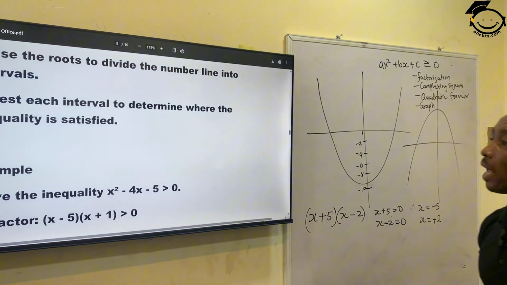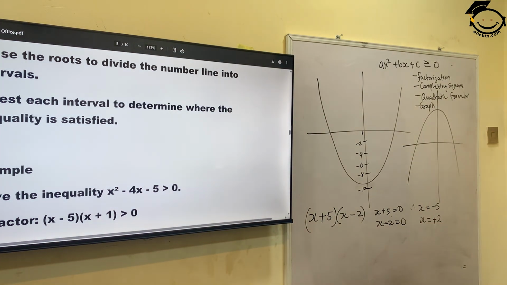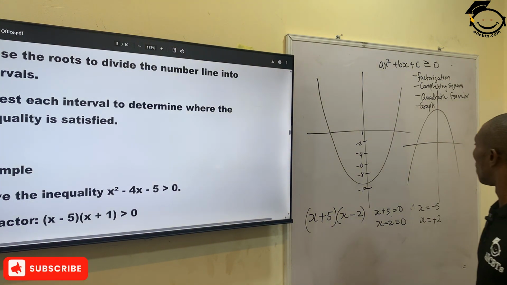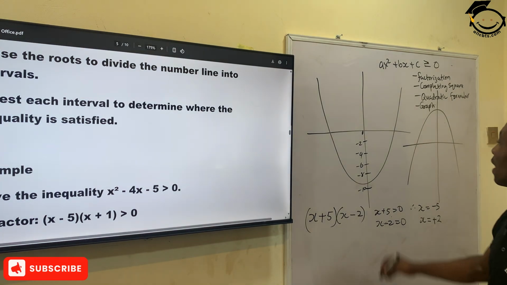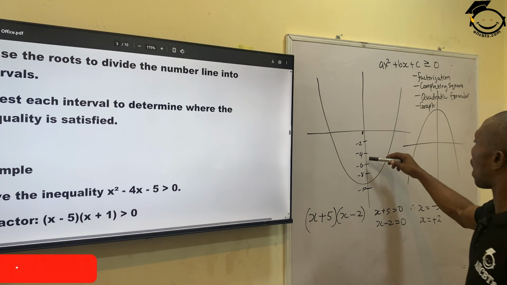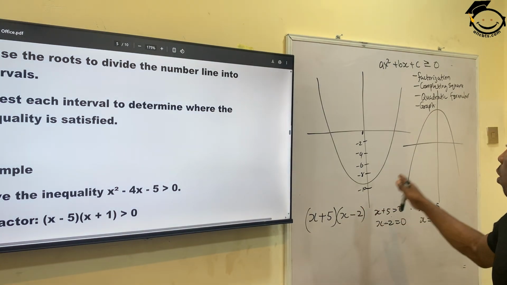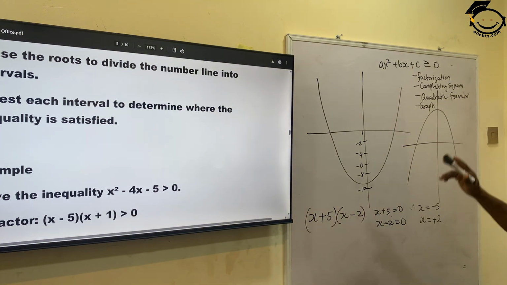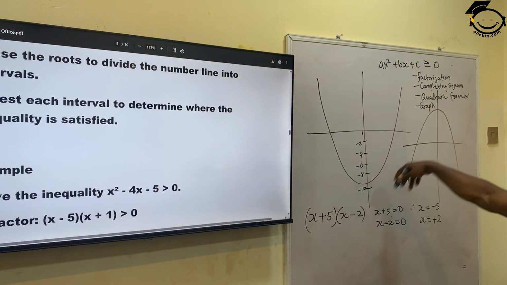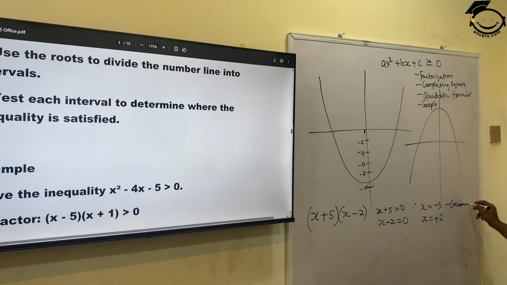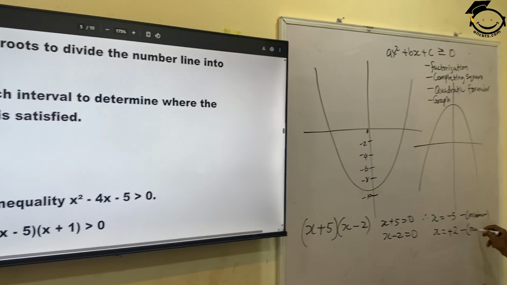Now, at the end of the day, you test its intervals to determine which satisfies this equation. So for x equals minus 5, you test to see if it satisfies x plus 5 or x minus 2. Whichever one satisfies the equation will be your graph for your equation. Whether it will be the minimum, when it is negative, it becomes your minimum, and when it is positive, it becomes your maximum.